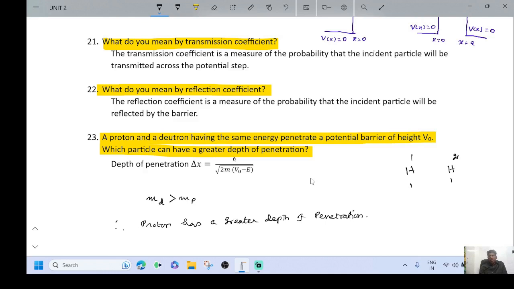Therefore the proton has a greater depth of penetration, because for the deuteron the value of mass is greater. So delta x is lesser. For the proton the m value is low. Therefore delta x is high. Then we can say proton has a greater depth of penetration.